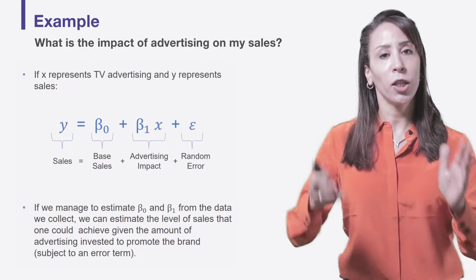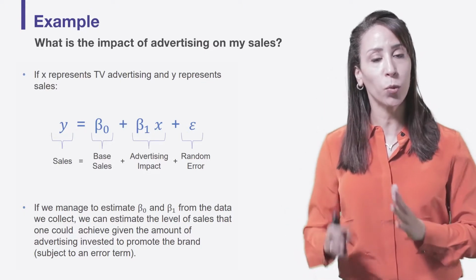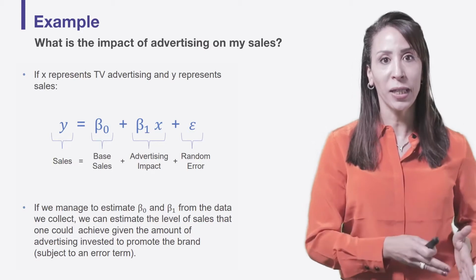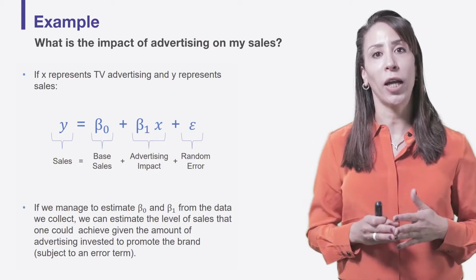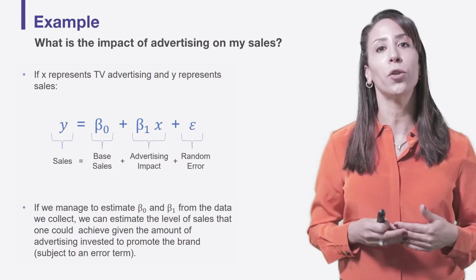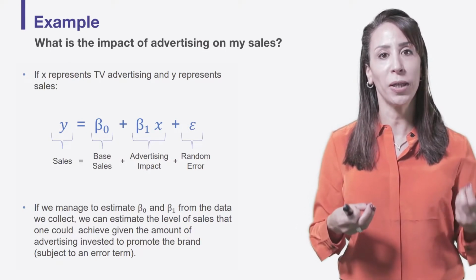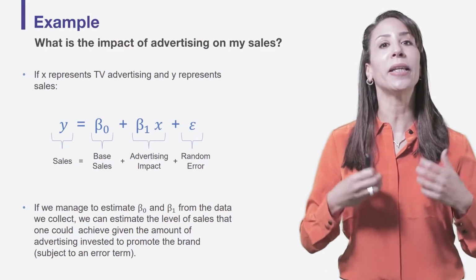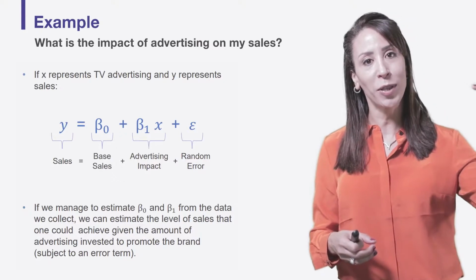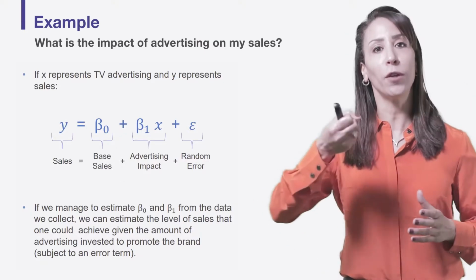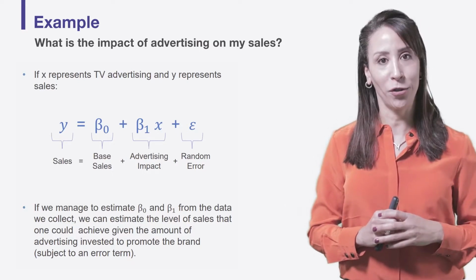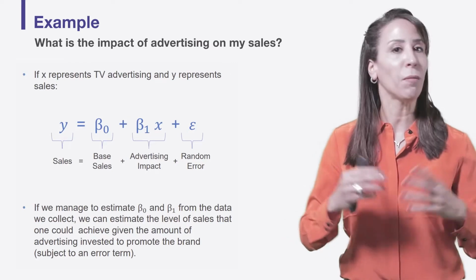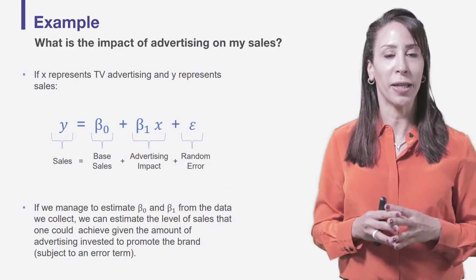And the idea is that you will collect data about your X, which is here your advertising spend, and your Y, which is here your volume sales. And using that data collection, you will use the regression in order to estimate the coefficients beta 0 and beta 1. Once these are estimated, then we can easily tell you what the level of sales will be that you will be achieving if you invest a certain amount of money on advertising. Obviously, subject still to that small error term that we cannot eliminate.